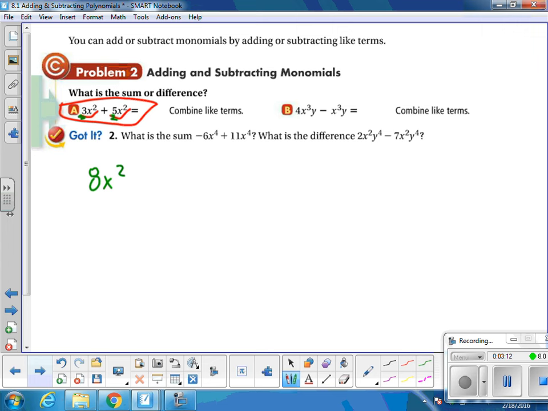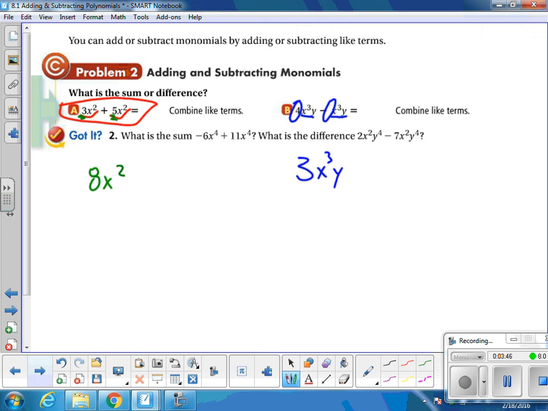Same with B. I have x to the third times y, and I have x to the third times y. I'm noticing that I have 4 of these, and here I have 1 of those. 4 minus 1 is 3, so I have 3x to the third times y. So when I'm combining like terms, I am considering everything beyond the coefficient. So, got it. Why don't you go ahead and give it a try.